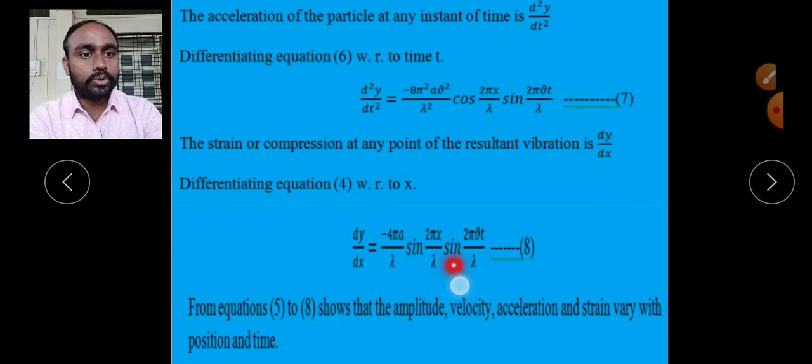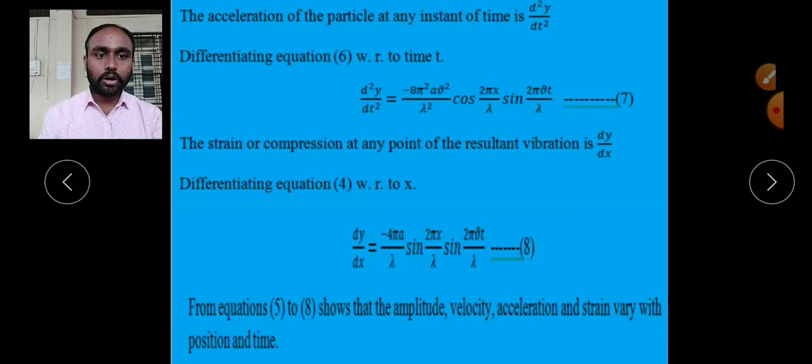Here, position as well as time. So, we can say equations 5 to 8, all amplitude, velocity, acceleration and strain, vary with either position or time or both. Now, it means that we have to see the changes with respect to position as well as changes with respect to time. So, these 4 equations, 5, 6, 7, 8, we have to keep in mind and see how they are changing.